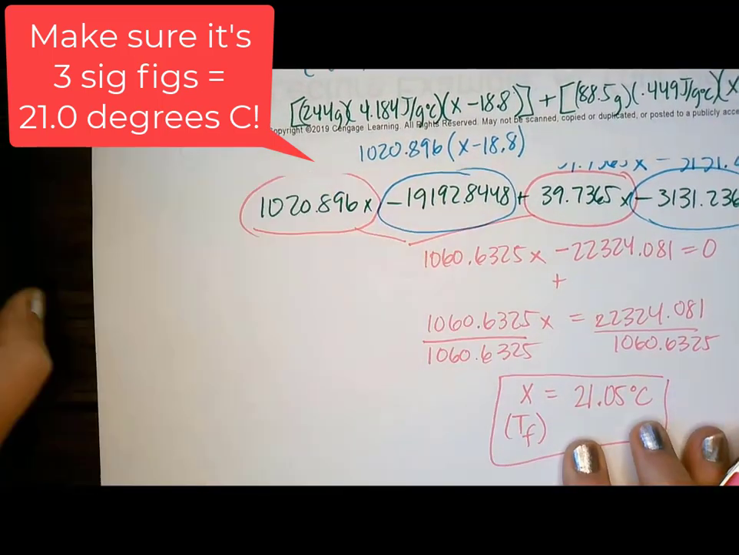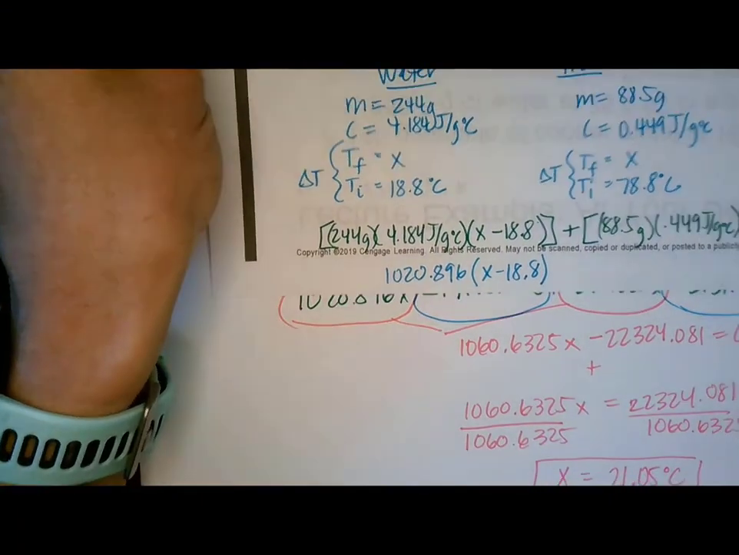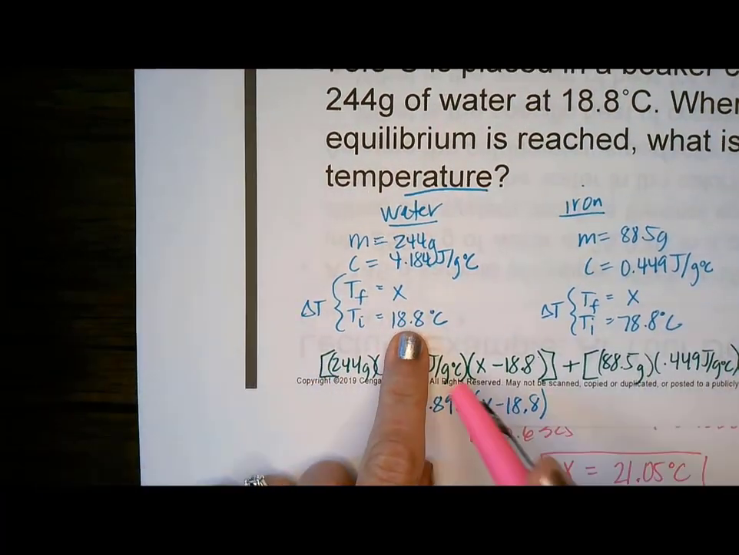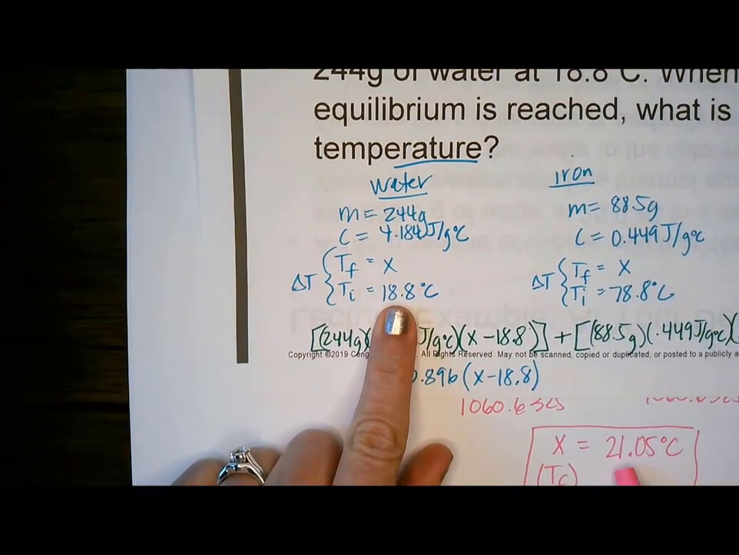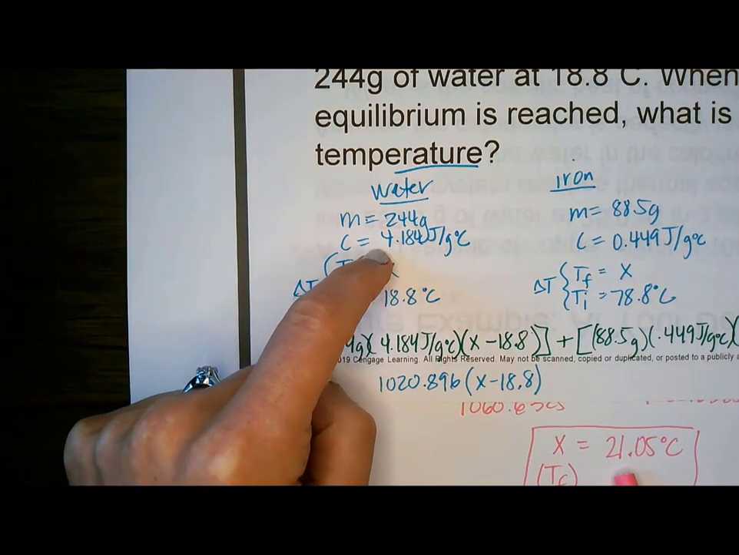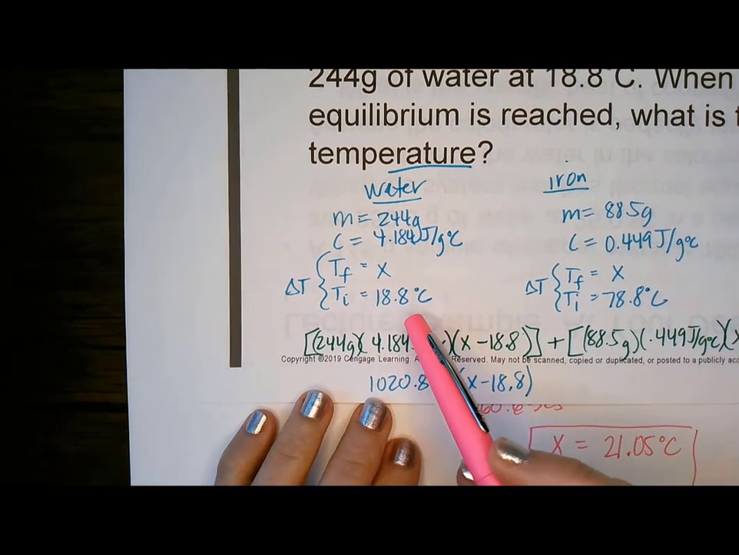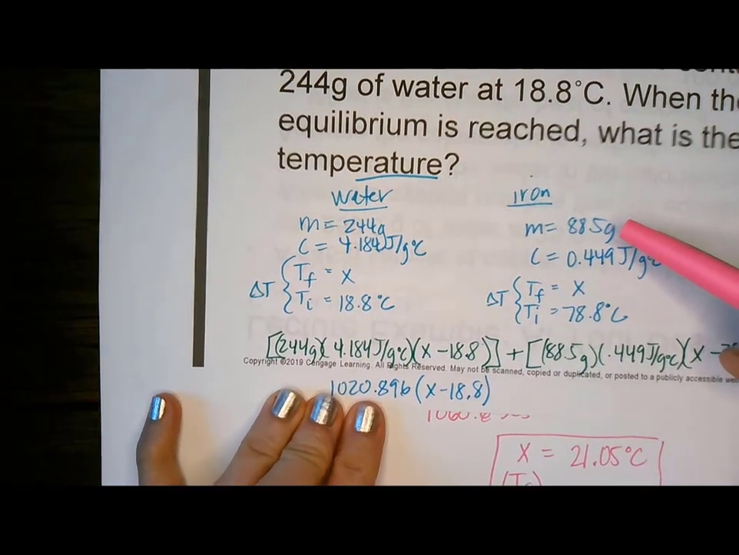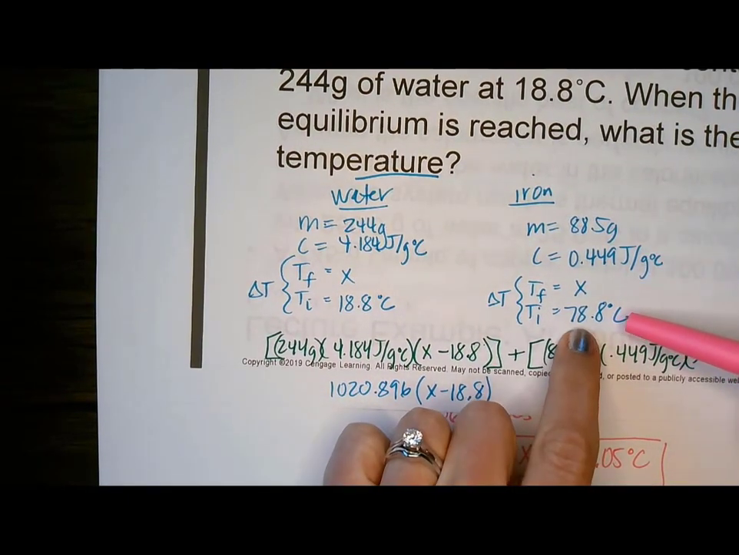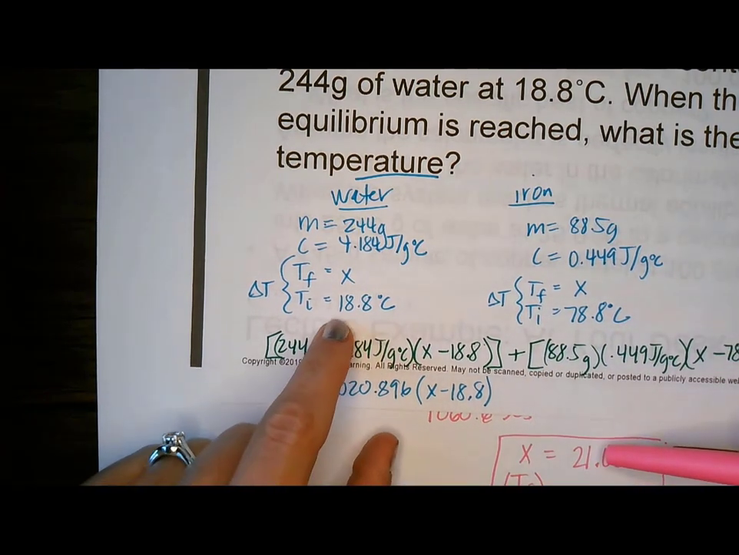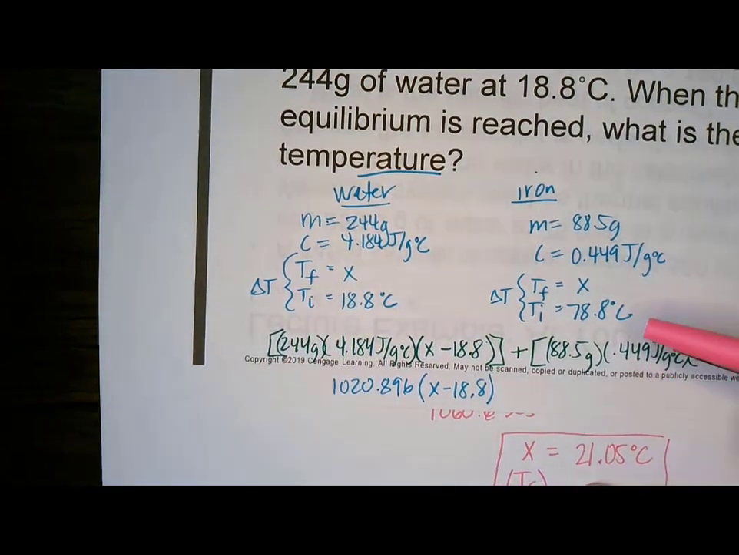That was a whole lot of numbers. My initial temperature of my water was 18.8, almost 19. So does that make sense for the final temperature to be 21? Sure does, because it takes a lot of energy for water's temperature to change. So water's temperature rose, which makes sense because we had our iron with an initial temperature of 78, so it was much hotter. And iron's temperature cooled down to 21 while the water's temperature rose to 21.